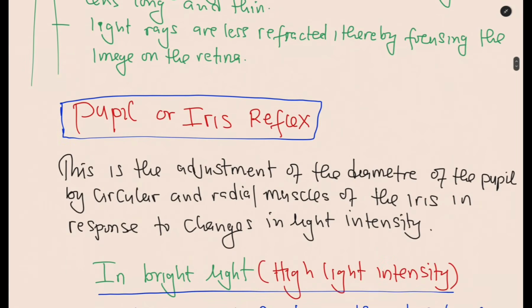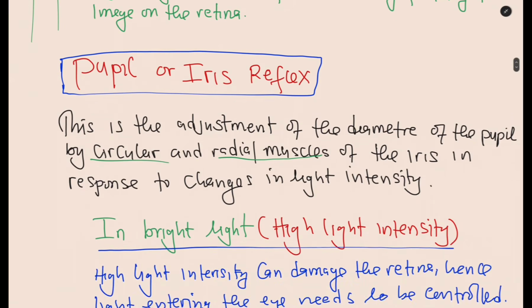Let us look now at the pupil or iris reflex. This is one of the functions of the eye that I forgot to mention. What is this? This is just the adjustment of the diameter of the pupil. Two muscles are involved, the radial muscle and the circular muscles of the iris, in response to the change in light intensity. Mainly we discuss what happens to the iris. It can widen in size, or dilate, or reduce in size.